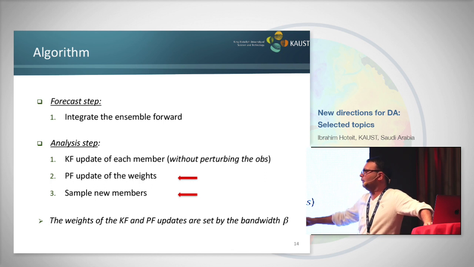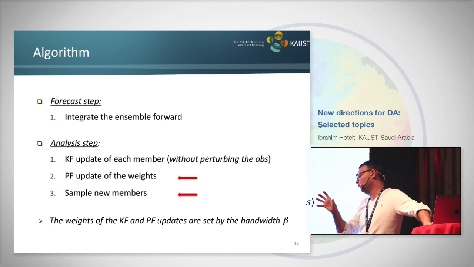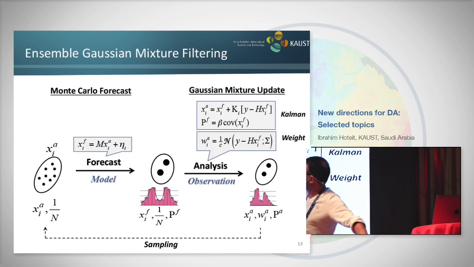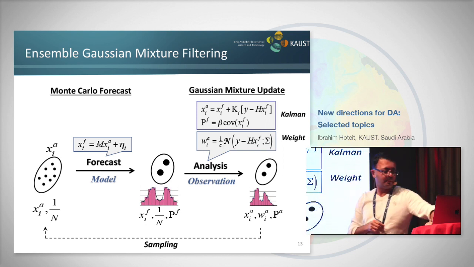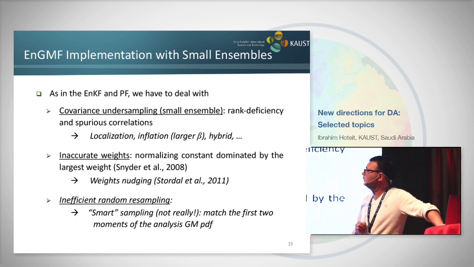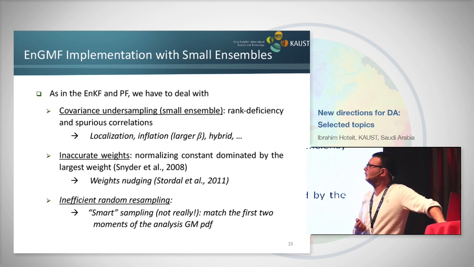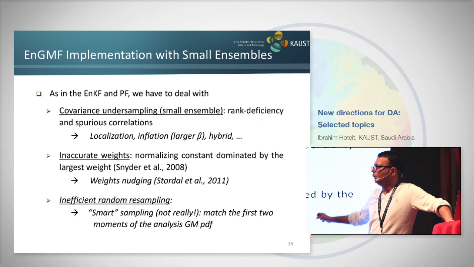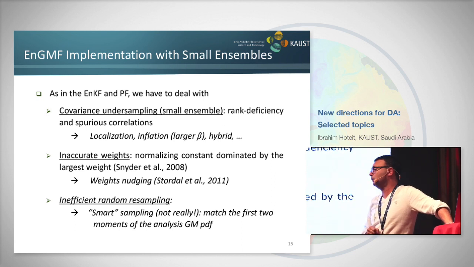The Kalman update and the weights update are set by the covariance, which you can control by how you estimate the covariance matrix of the mixture. When you implement this with a small ensemble, you will get basically the same issues that you face with the ensemble Kalman filter. You have an undersampled covariance, so you need inflation, localization, hybrid. The weights will still be inaccurately estimated.